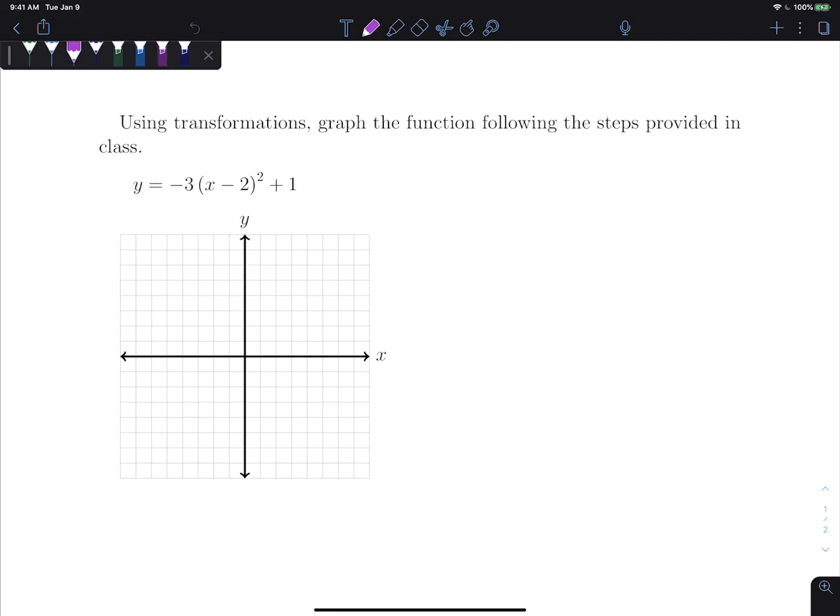Hello. In this video, we'll use transformations to graph the following function. We have y equals -3 times (x minus 2) all squared plus 1.